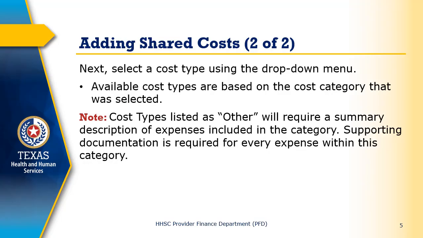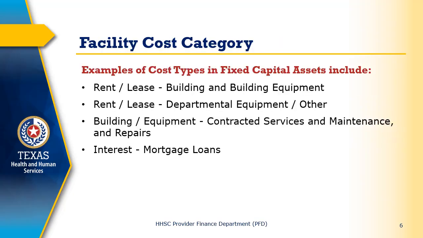Next, select a cost type using the drop-down menu. Available cost types are based on the cost category that was selected. Cost types listed as Other will require a summary description of expenses included in the category. Supporting documentation is required for every expense within this category. Please refer to the program-specific instructions for more information on cost types.